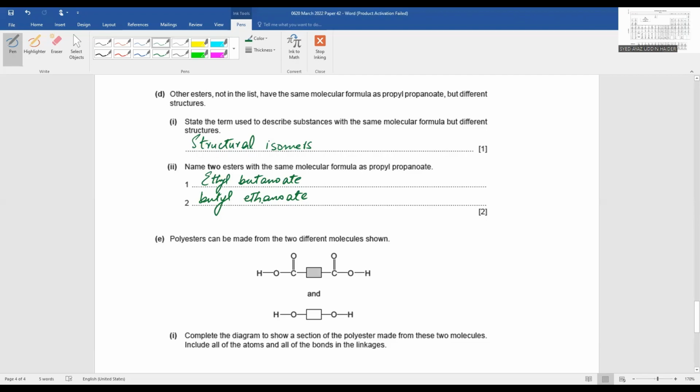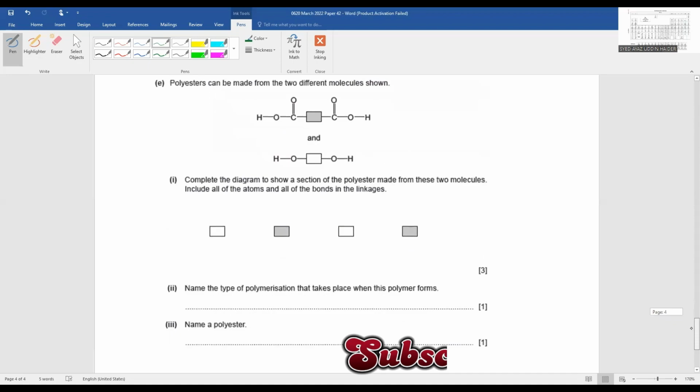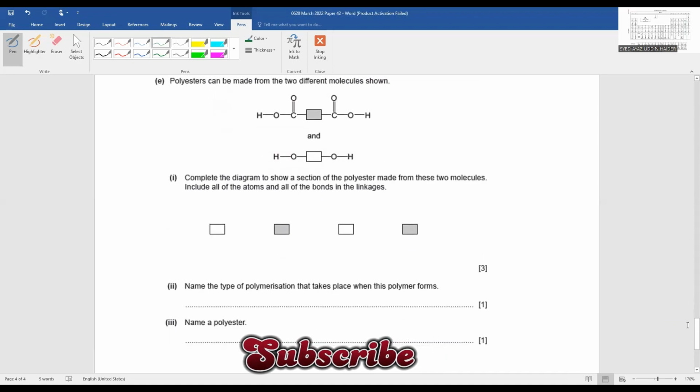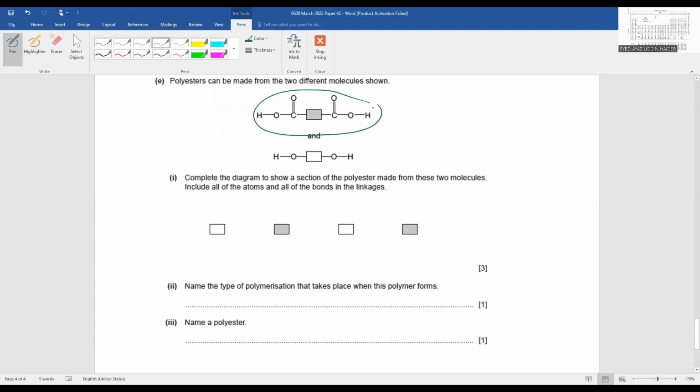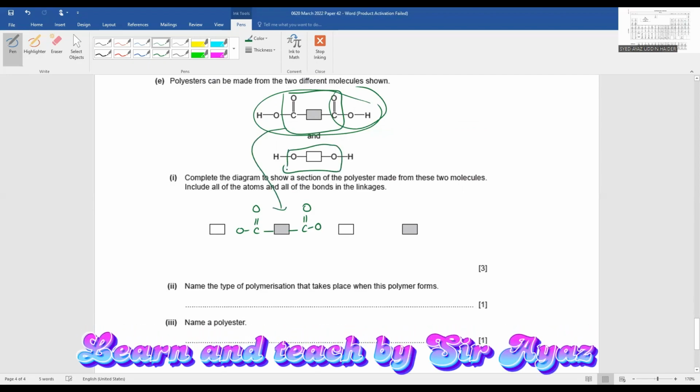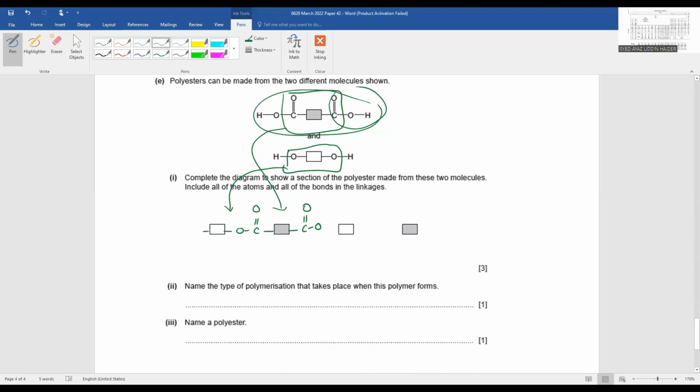Polyesters can be made from the two different molecules shown. Complete the diagram to show a section of the polyester made from these two molecules. Include all of the atoms and all of the bonds in the linkages. If you look at the shaded one, it's carrying COOH. So you will write COO here. On the other side, you also show COO. Then the chain, bond O, so it's alcohol. Again, the same chain, C double bond O, COO, and so on.